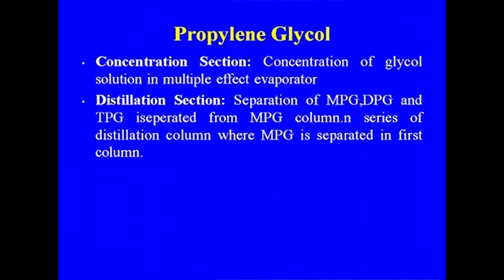A series of distillation columns is used, where MPG is separated in the first column because it is lighter. As I told you, the amount of DPG and TPG can be adjusted during the hydrolysis process by taking the right propylene oxide to water ratio. So, that was about the glycols.